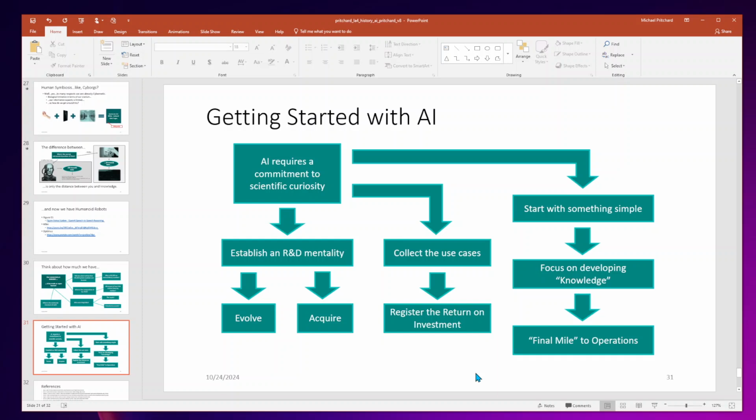A large language model is just another computational entity, just like your education system. You can't be out of the learning mentality, so you have to focus on developing knowledge. And I will say one of the hardest parts of machine learning development is not so much the algorithmic development and using them. That's gotten a lot easier. It's really the systems integration, the final mile to operations. That is some of the hardest parts of AI development.